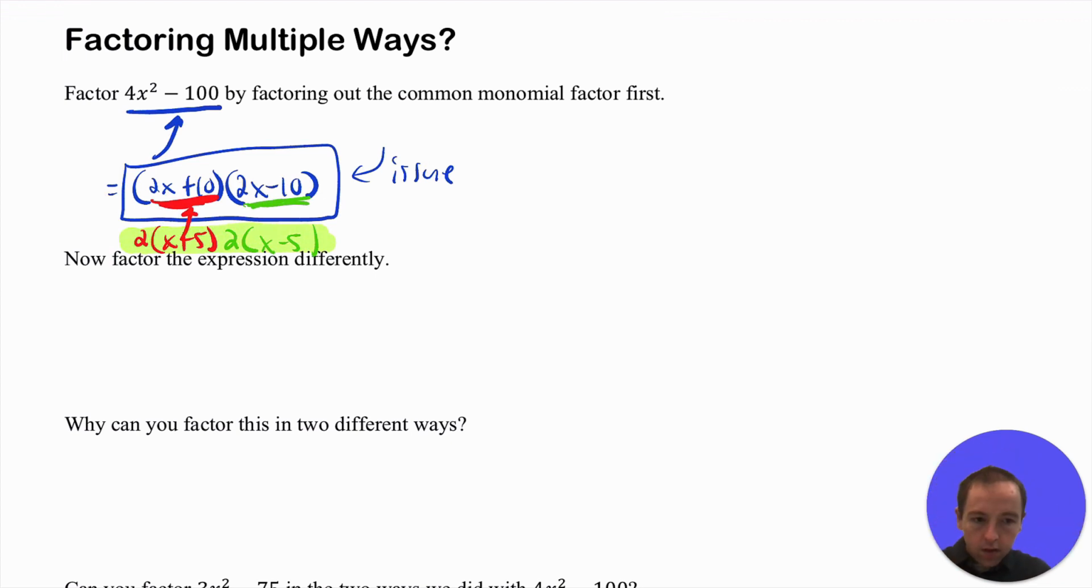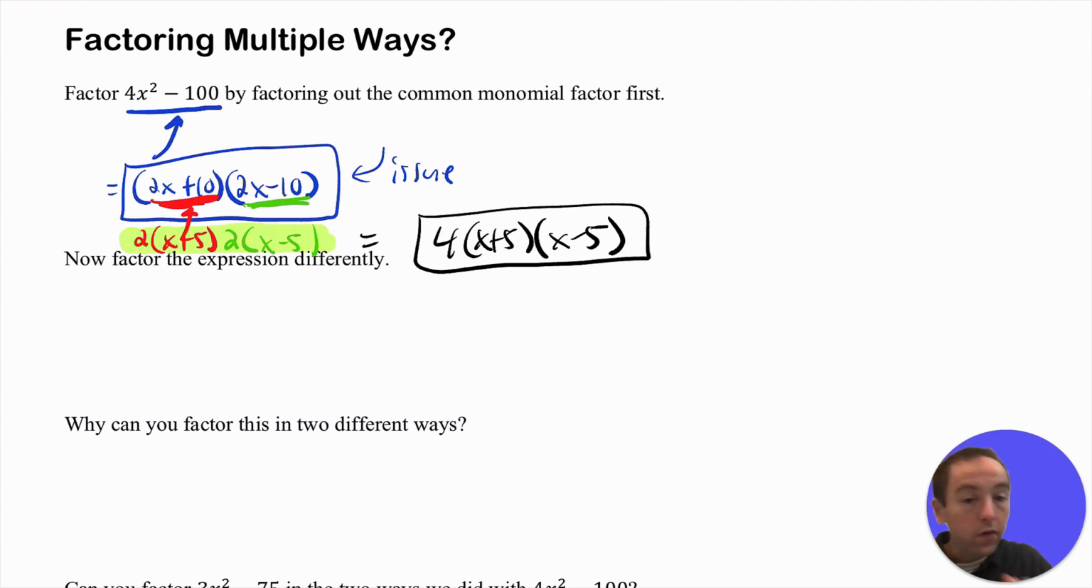Because of the commutativity and associativity of multiplication, of course we can do the 2 times the 2, so then we would get 4, times x plus 5, times x minus 5. Now that linear factor doesn't have any other common factors, and the same thing right there. So it does turn out that this would be the fully factored form of that expression. We can get every expression factored all the way down if we approach things like that.